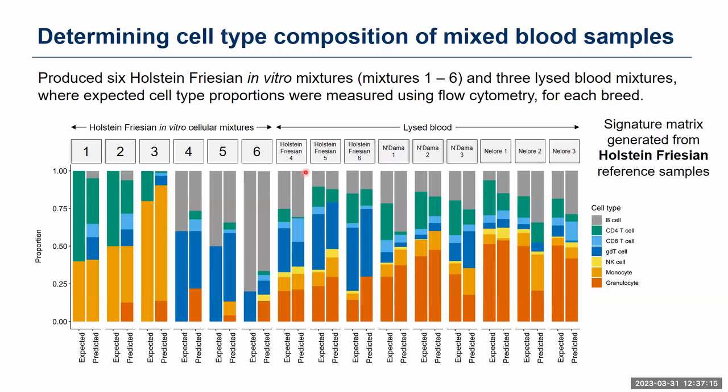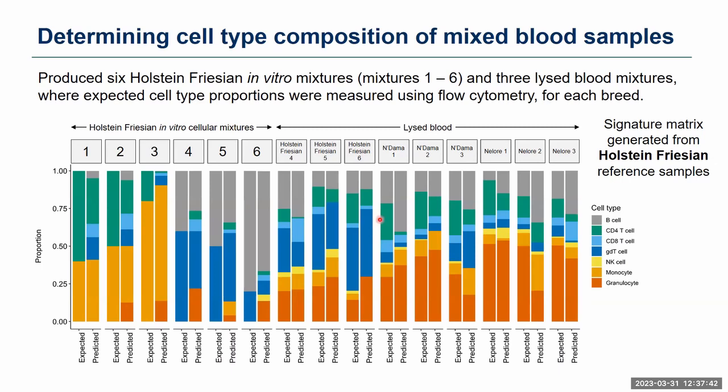to compare against. So in this plot, in each pair of bars, the first bar is showing the expected proportion of cell types. So as I mentioned, that was either what we know we mixed them at or was determined by flow cytometry. And then what CyberSort predicted to be those proportions. And so this is kind of a general overview, and you can see that in general, CyberSort does quite well.